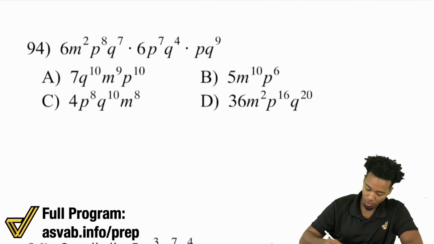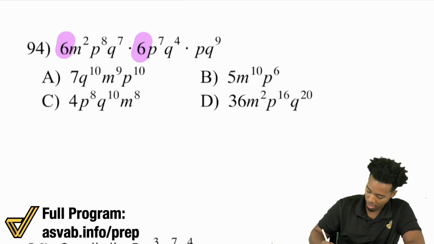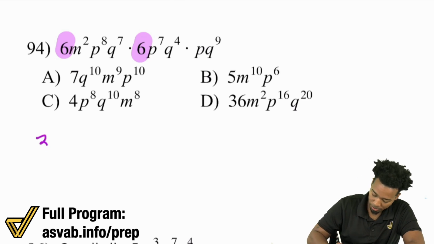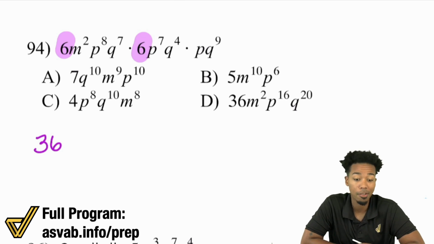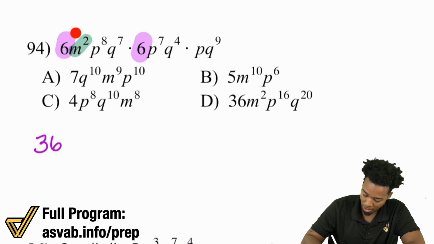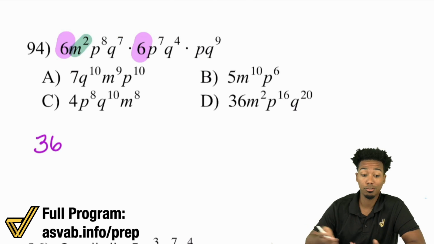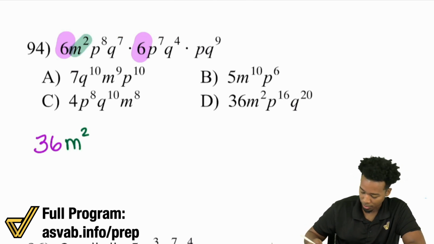So we have ourselves our regular numbers being 6 times nothing else. So 6 times 6 gives me 36. Next up, I notice I have M, P, and Q. Alphabetically, it's already set up for me. So I'll go ahead and start off with the M squared. And then I don't see M anywhere else. So I'm just going to go ahead and rewrite it. There's nothing else being multiplied by the M squared. So you still have M squared.